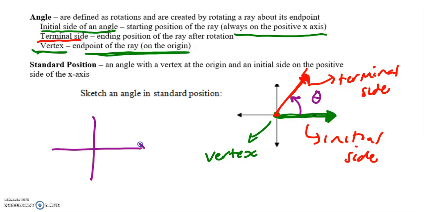Now, if you wanted to, that's not the only sketch. You could probably draw infinite sketches. But if you wanted to draw another one in standard position, the vertex would still be at 0, 0. Your initial side would still be on the positive x-axis. But if you wanted to rotate farther, this could be another terminal side, and your angle would be going from the positive x-axis to here. So there's multiple things you can draw, but I wanted to do an acute angle and at least an obtuse angle so you could see that through.